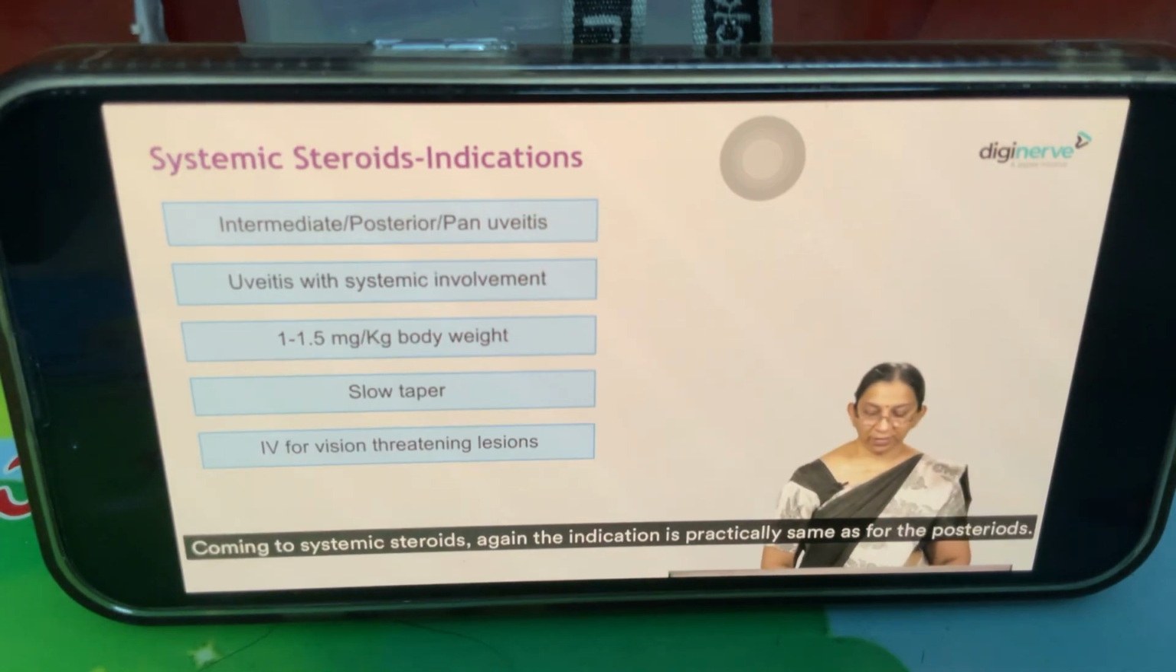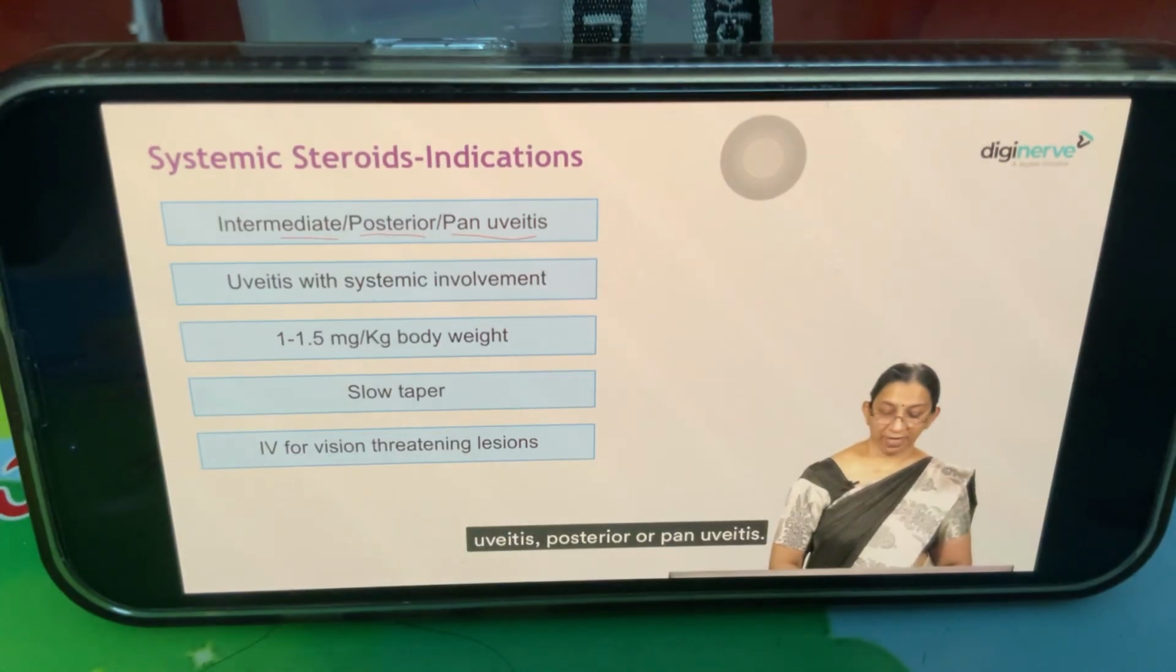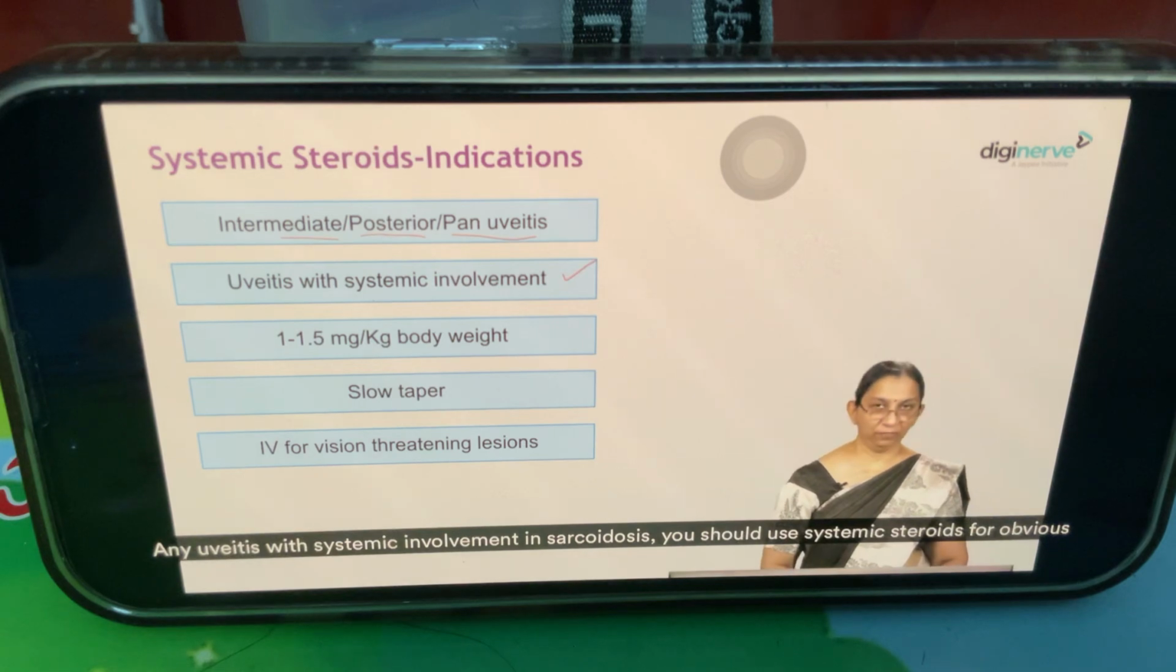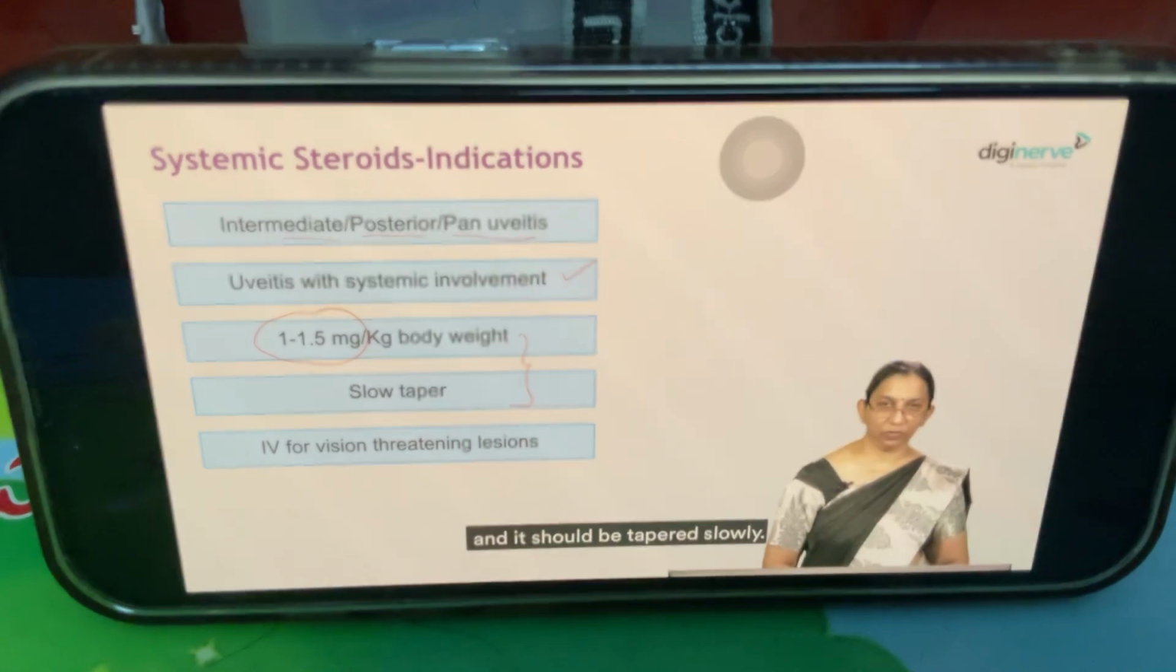Coming to systemic steroids, again, the indication is practically the same as for depot steroids. So you will use it to treat inflammation in the posterior segment, either intermediate uveitis, posterior, or panuveitis. Any uveitis with systemic involvement in sarcoidosis, you should use systemic steroids for obvious reasons. And the dose you will begin with is 1 to 1.5 milligram per kilogram body weight. And it should be tapered slowly.